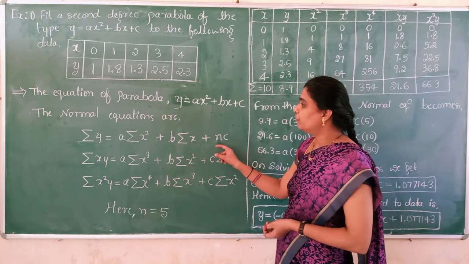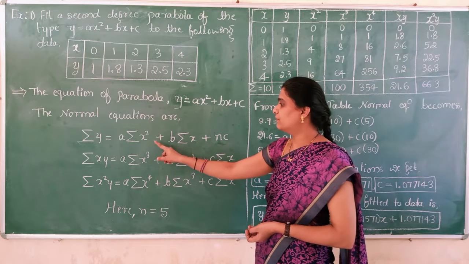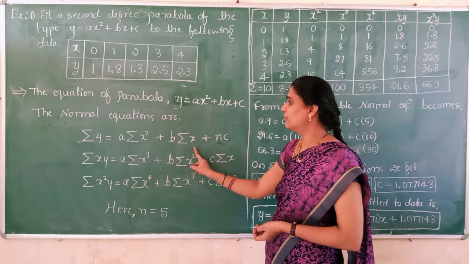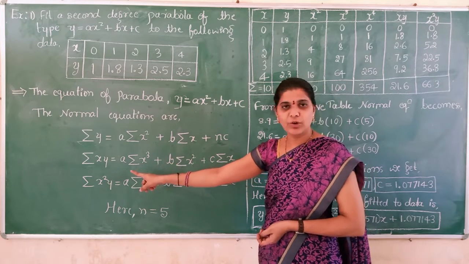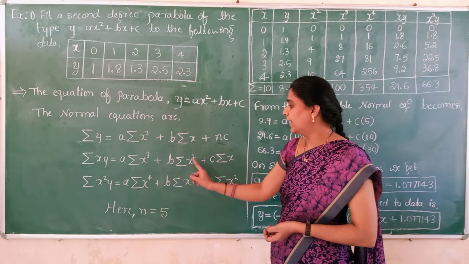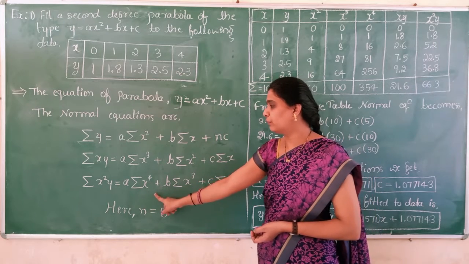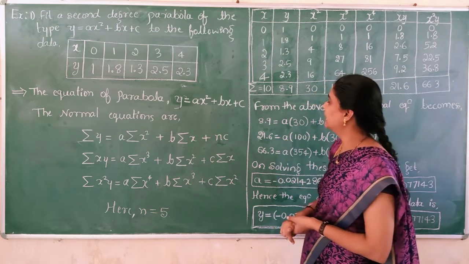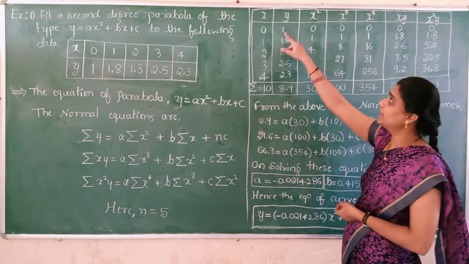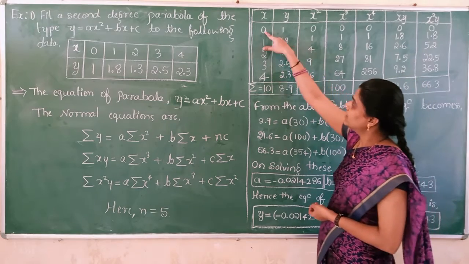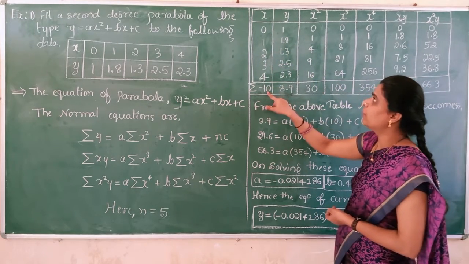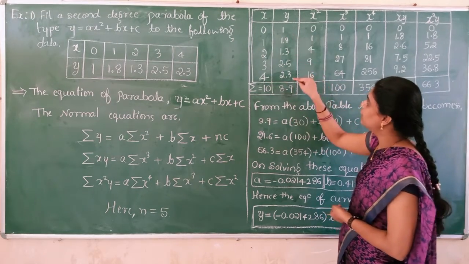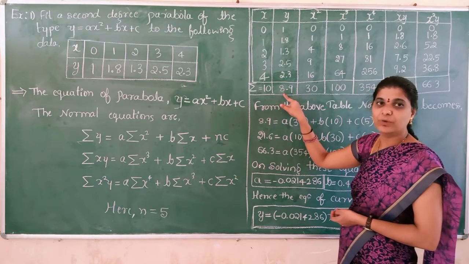Now we have to find out the values of sum of x square, sum of x, sum of y, sum of xy, sum of x cube, sum of x to the power 4 and sum of x square y. By using the table, you know the values of x as well as y. Add all the values of x, we get sum of x. Add all the values of y, we get sum of y.